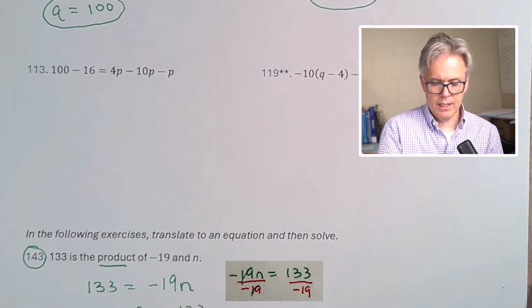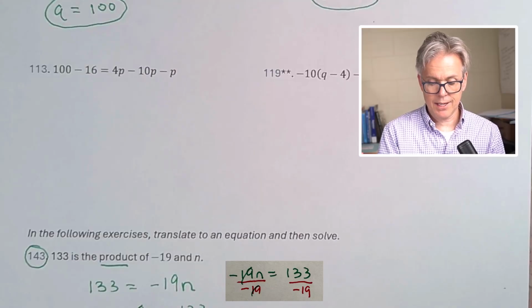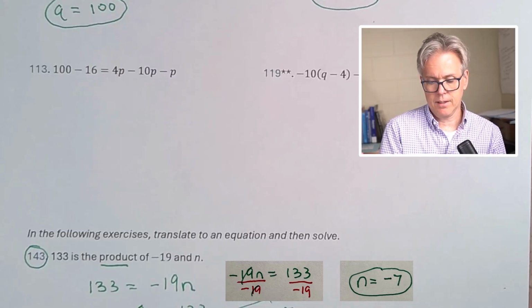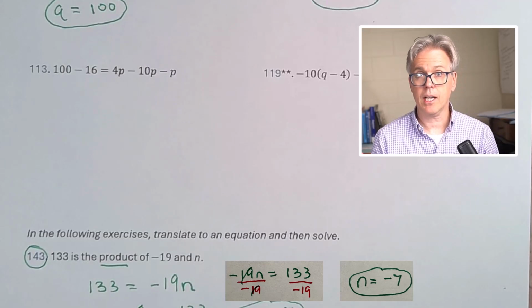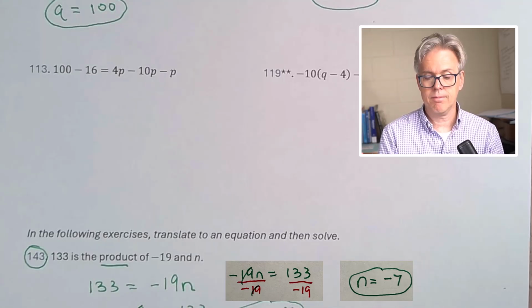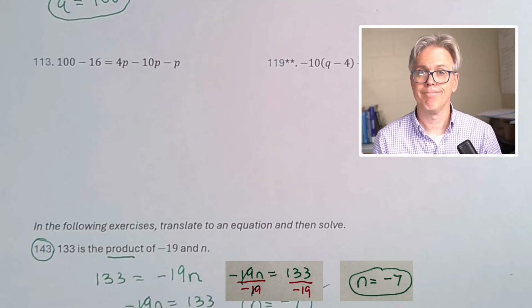Let's divide both sides by negative 19. And what do we get for n? So that cancels. I do not know my 19s table, so just use a calculator real quick. And I'm going to get n equals negative 7. Recall a positive divided by a negative is going to be a negative. And we can check that out. This one's not too hard to check. Negative 19 times negative 7 is 133. So it looks good. Hope that helps.